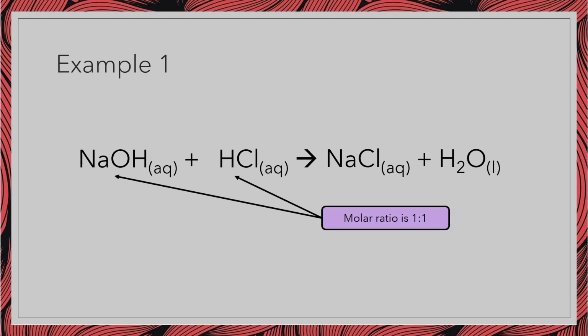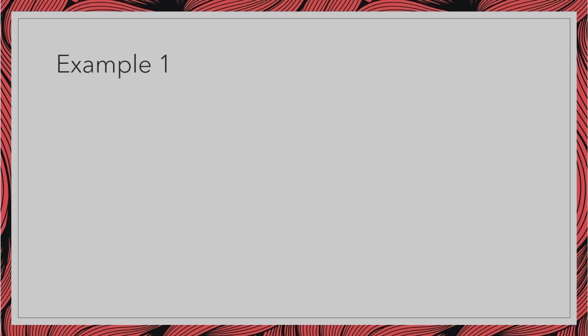The mole ratio then is 1 to 1, so it's going to make it easier for our calculations. That's what we want from that part. We need to write the equation. Always remember your states. Balance it. And then we need that mole ratio, so it's 1 to 1.